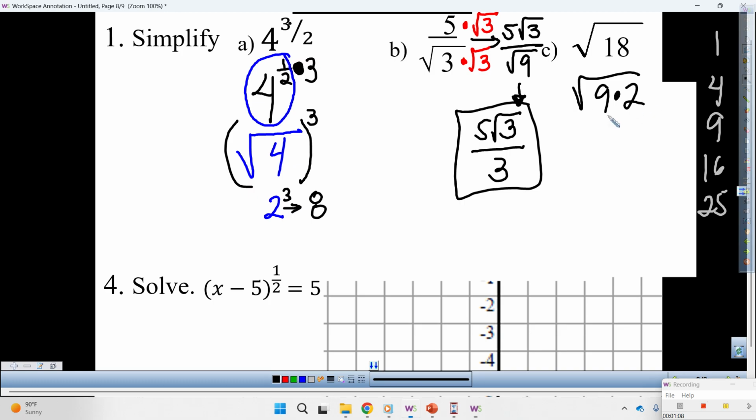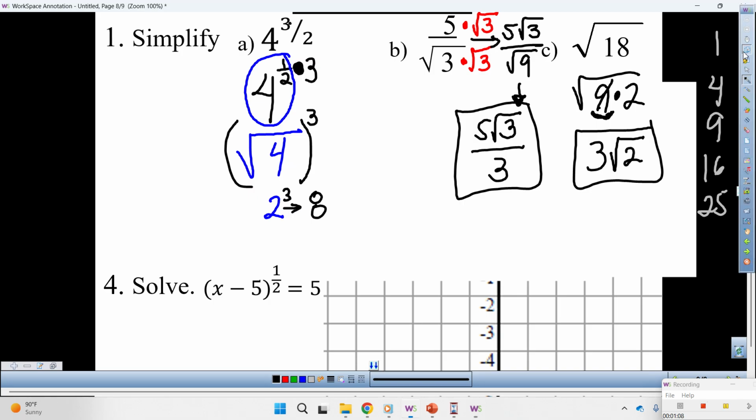So why do we need one of them to be a perfect square? Because now we can take the square root of 9. What is square root of 9, people? 3. And now we cancel that one from here because it became 3. And what do we have left inside of the square root? 2. So we end up with square root of 2. You good, Renzo? Yeah? All right.